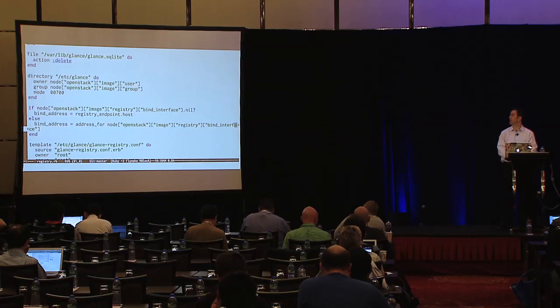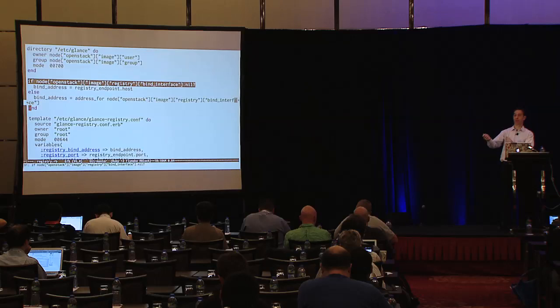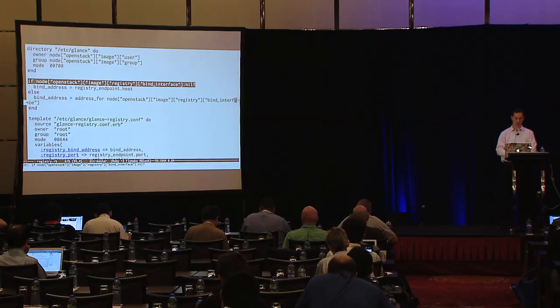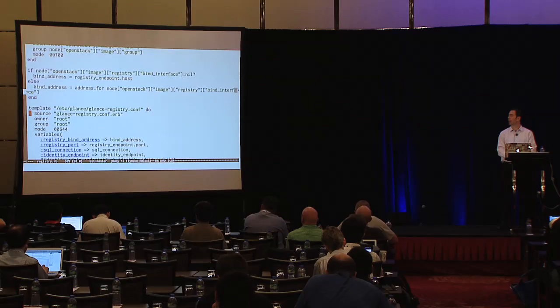This is looking to see if we have defined an interface to listen to. We'll go and get the right address depending on which NIC you're exposing. Maybe you're only listening on an admin network for connections to Glance. Then here we have a templated Glance registry file, an ERB file. ERB is the templating language of choice for Ruby.